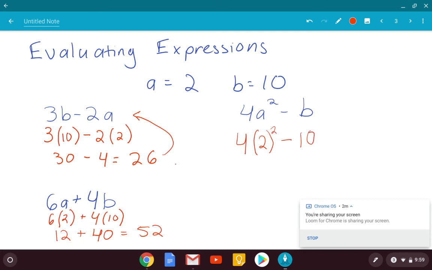So when we have a number that's squared, that means times itself. So we're looking to do 2 times 2, which is 4. 2 times 2 is 4. And then we have to multiply it times this 4 outside the parentheses. So 4 times 4 is 16. And then minus 10, 16 minus 10 is 6.